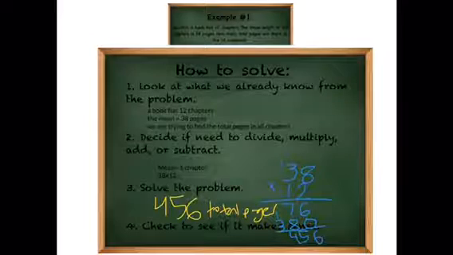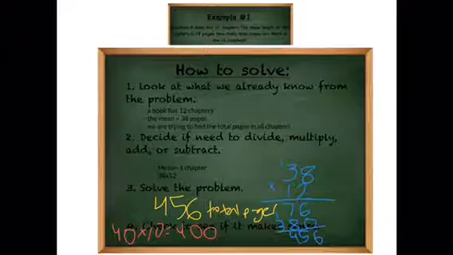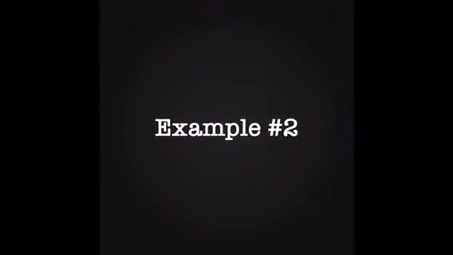And the last step is number 4, check to see if it makes sense. We can round 38 to 40, and we can round 12 to 10. 40 times 10 equals 400. And is that close to 456? Yes, it is. So 456 is our answer to problem number 1.